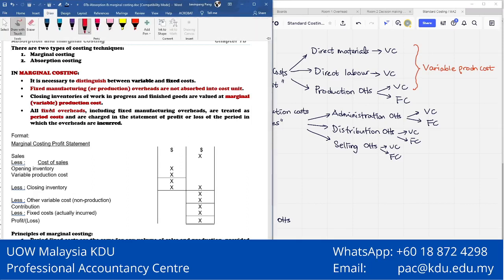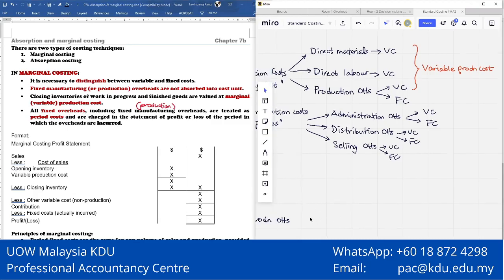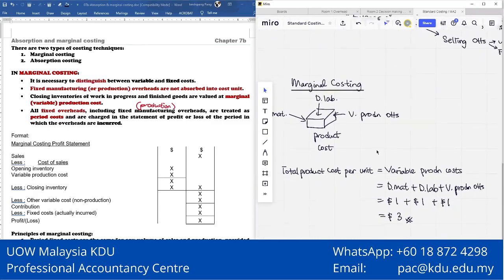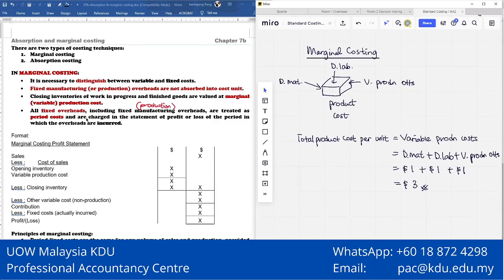Under marginal costing, all fixed overhead, including fixed manufacturing overhead, that is fixed production overhead, they are the same. They are all treated as a period cost, and it will be written off in the statement of profit or loss of the period when they are incurred. So fixed overhead will not be used to calculate our product cost under marginal costing.